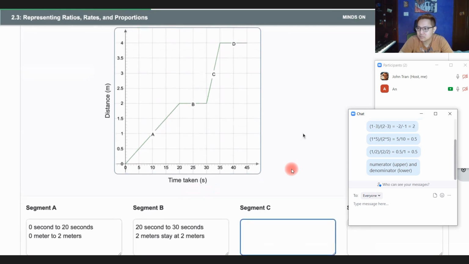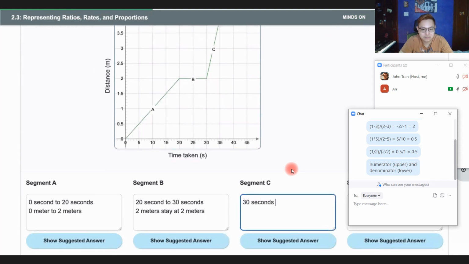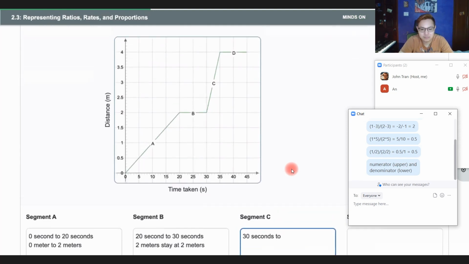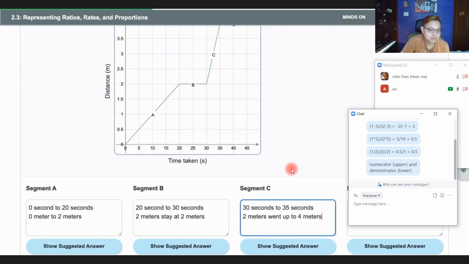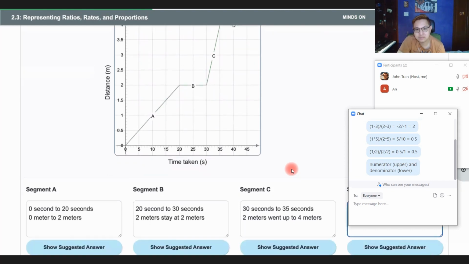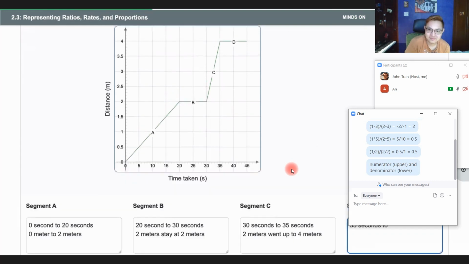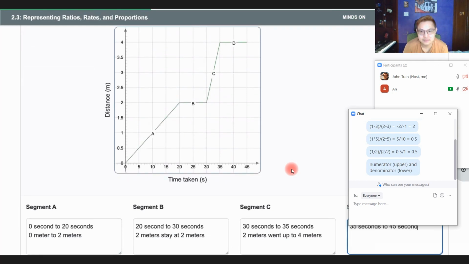Segment C is from 30 seconds to 35 seconds, and the distance went from 2 meters up to 4 meters. And segment D is from 35 seconds to 45 seconds.